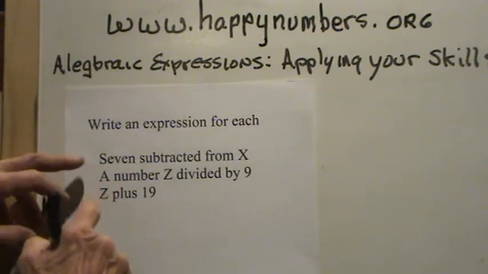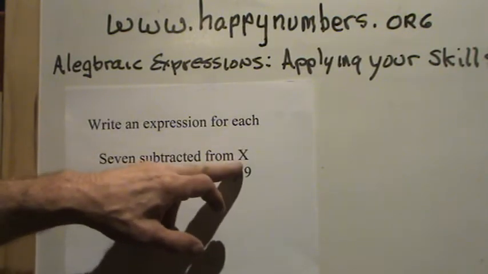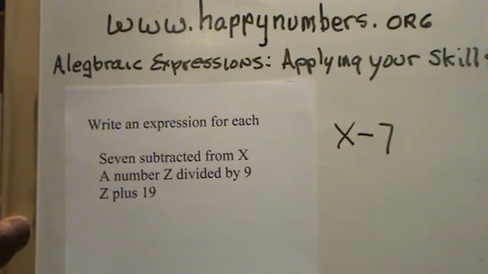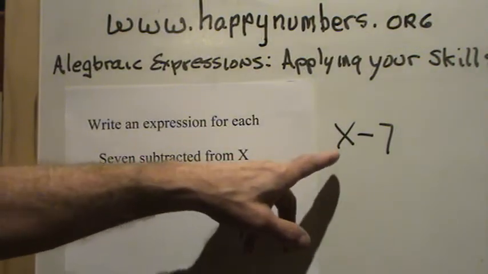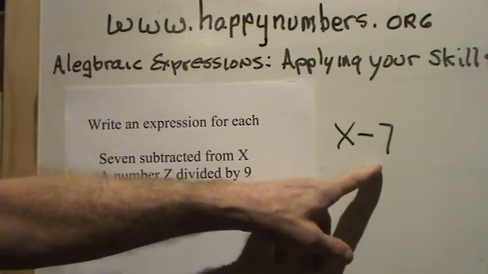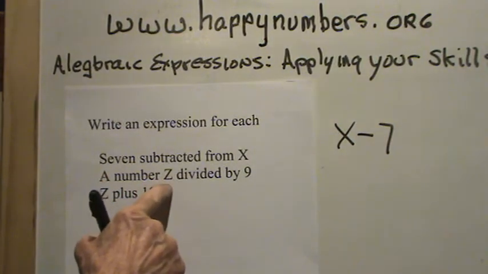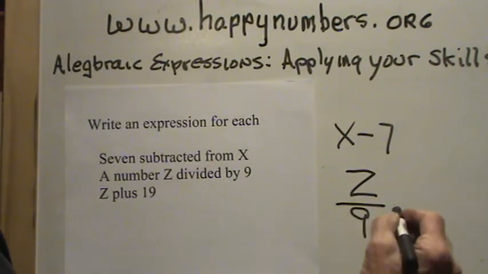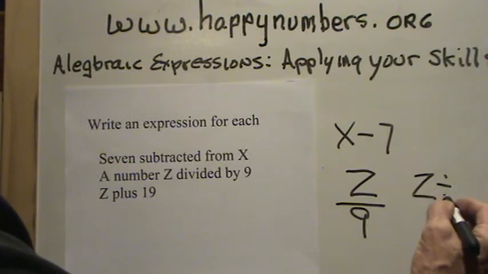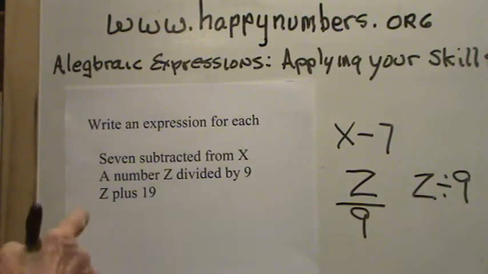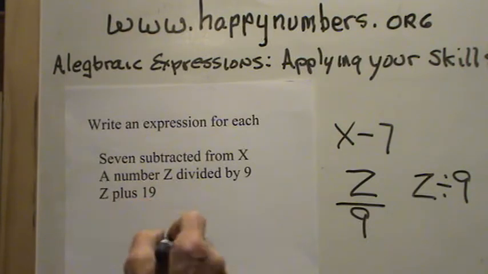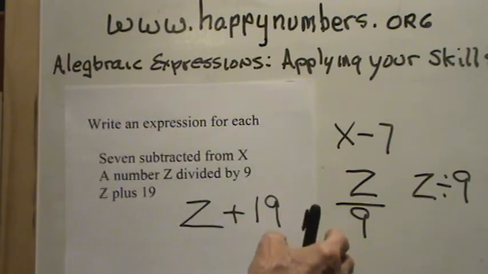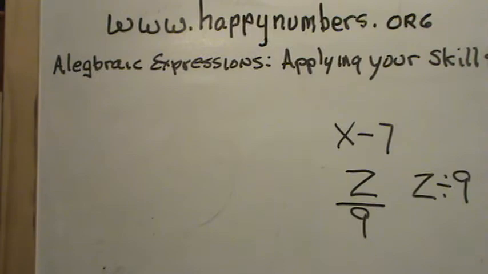Okay. Well, this one, 7 subtracted from x. We have to have x first because 7 is subtracted from it. That means x has to come first and then we subtract 7 from it. A number z divided by 9. Well, z divided by 9. Z plus 19, well, that's simple. Z plus 19.